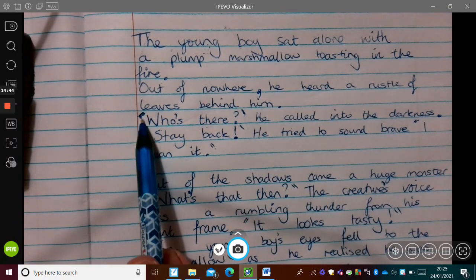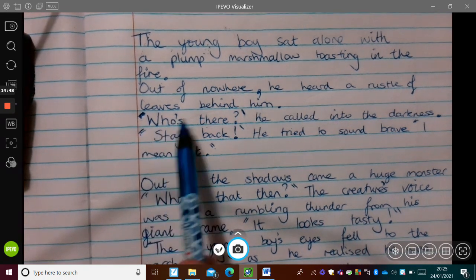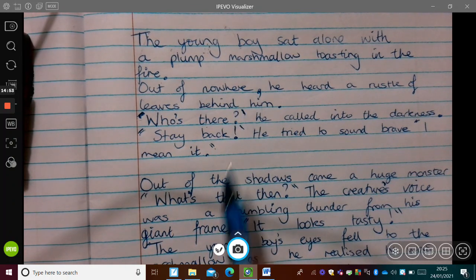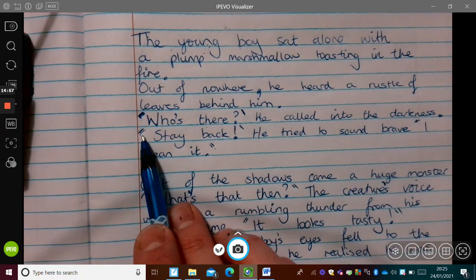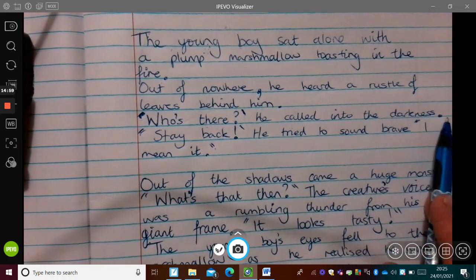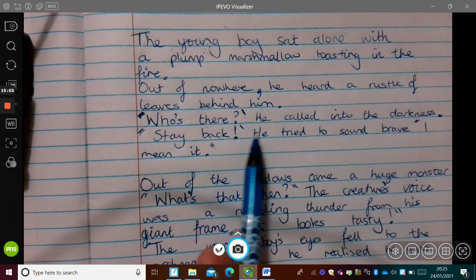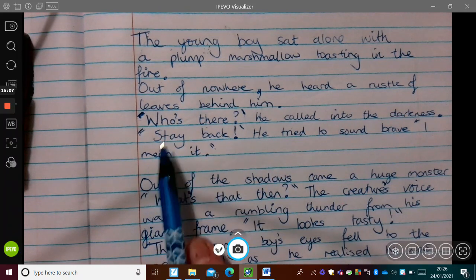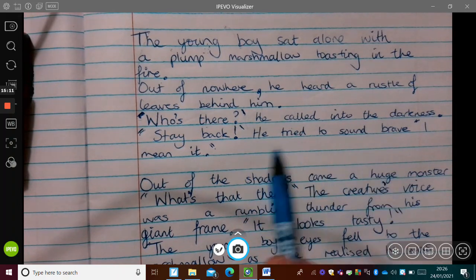So I've got inverted comma to start the speech, capital letter, punctuation to end, and inverted comma to end. Because I've got a question mark, new sentence, he called into the darkness. The speaker's continuing, but I needed a new line because I ran out of room here. "Stay back." He tried to sound brave. "I mean it." So I've split this speech, "stay back, I mean it," I've split it with "he tried to sound brave" between the two pieces of speech.